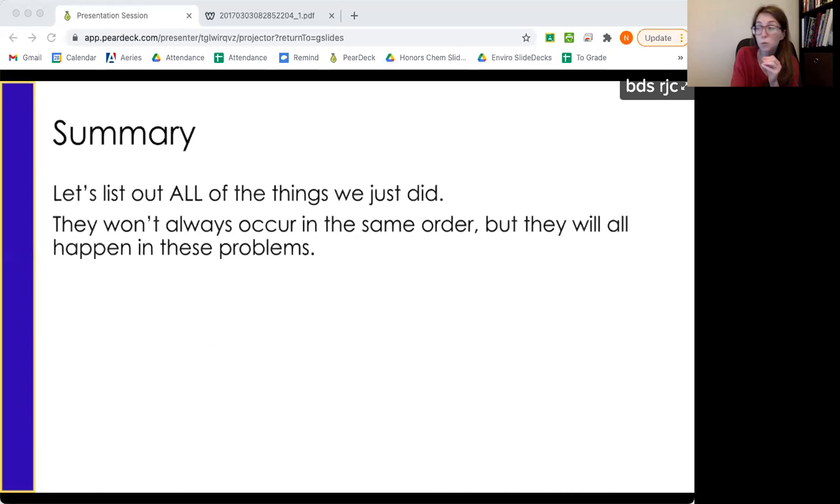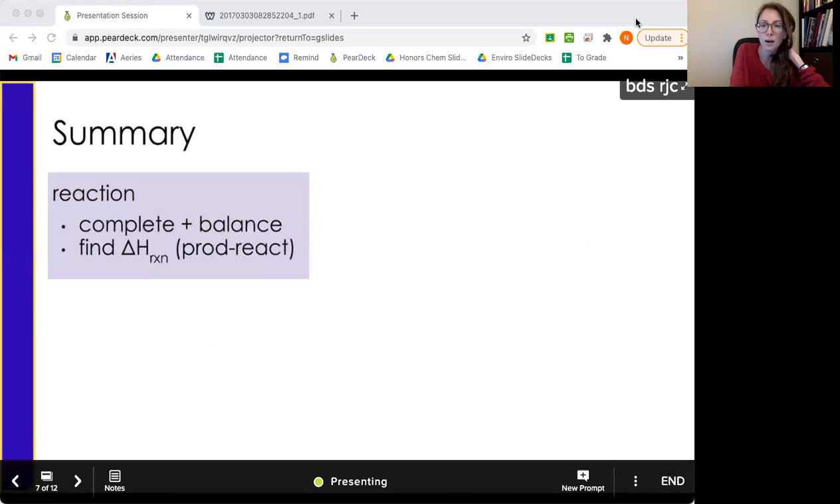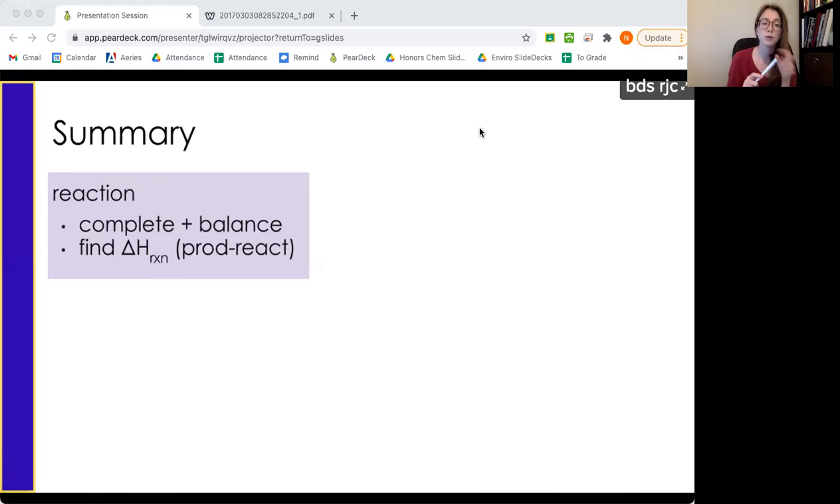One of the things we did, frankly, you can pretty much always start here, even if the problem takes a different path afterwards, is there's going to be some reaction that we can complete and balance, and then use that chart to do products minus reactants.